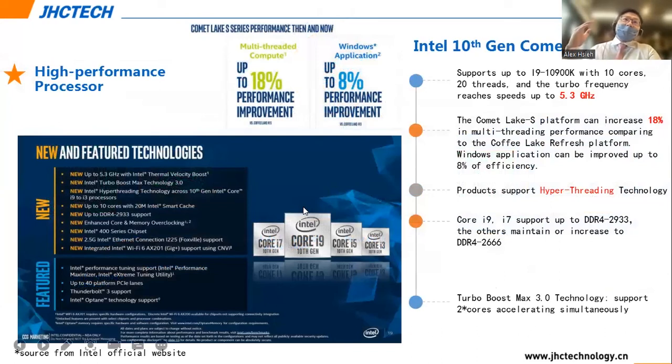We emphasize the 10th generation Comet Lake CPU. You can see that we can support up to 5.3 gigahertz, and it increases multi-thread performance by maybe 18%, and supports Hyper-Threading technology. Next, Core i9 and i7 support DDR4 at different frequencies, and support Turbo Boost Max 3.0 technology. This kind of feature comes from the Intel solution.